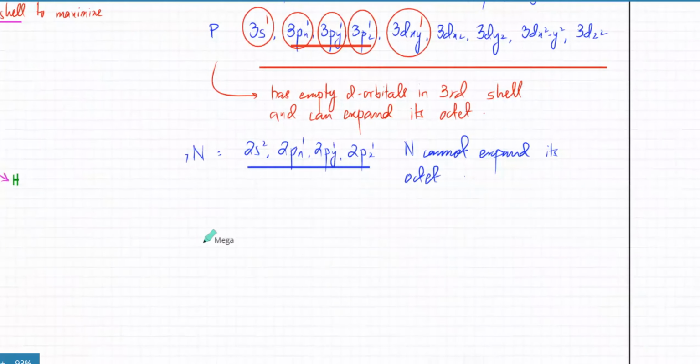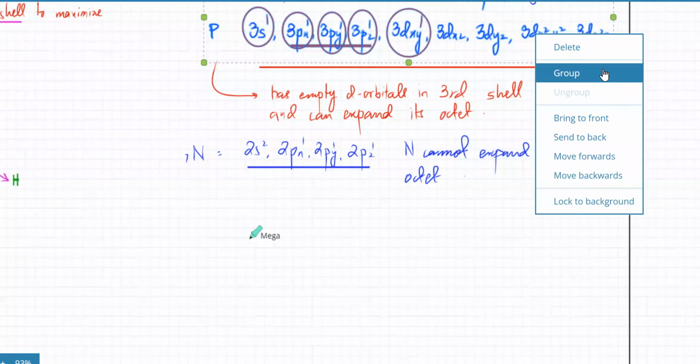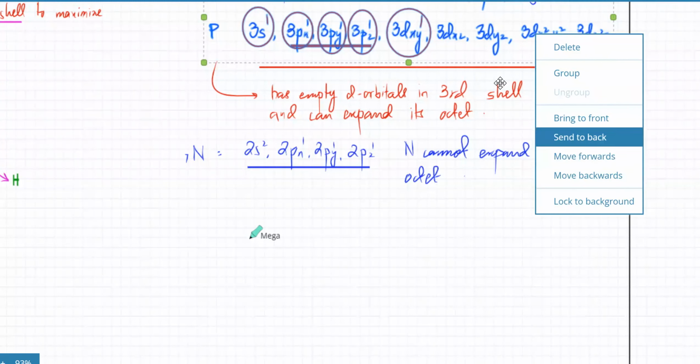So let me just quickly copy this. So chlorine kind of has... just a second.